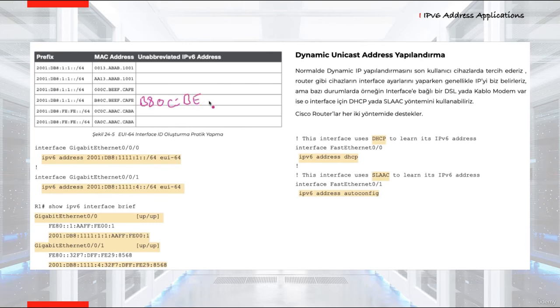B80C, BE, in the middle I add FFFE, then we write the continuation of the MAC address, EFCAFE. Now here again we will convert the 7th bit to 1 if it is 0, and to 0 if it is 1. I write 1000 to find 8, here we do not write the value here because the first 3 bits are 0, and because the last bit is 1, this is 8, now we make the 7th bit 1. When we make this place 1, it makes 8 plus 2 is equal to 10 here. Since this is 10, it becomes A here, and the interface ID then continues as BA0C.